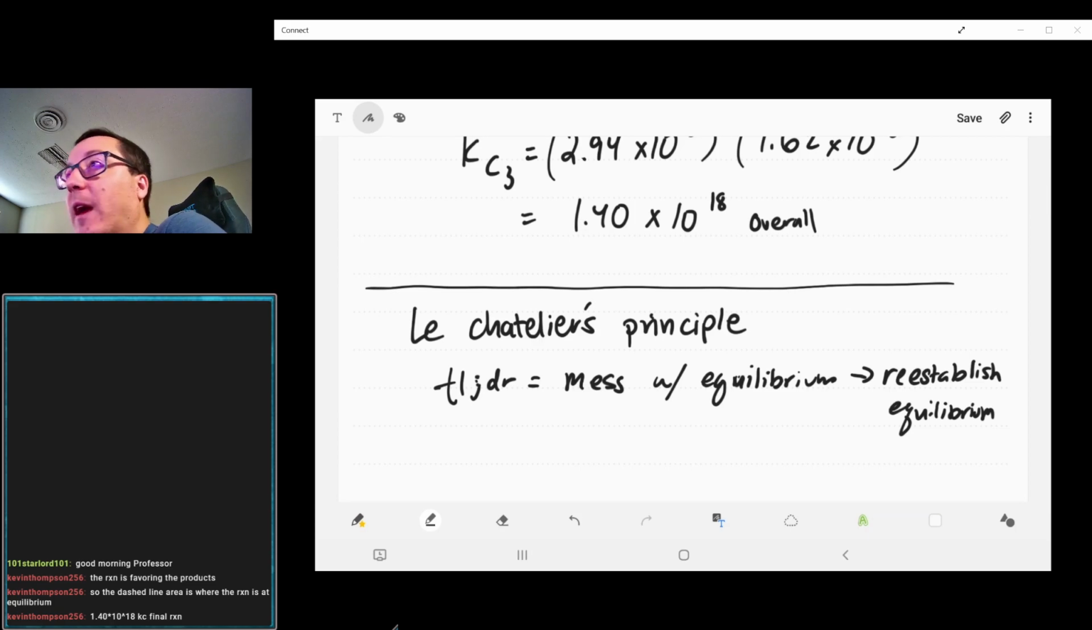So we're looking at ways to mess with an equilibrium, and we're going to see that it's going to do everything it can to reestablish itself. So we're going to look at a couple of ways to do that.